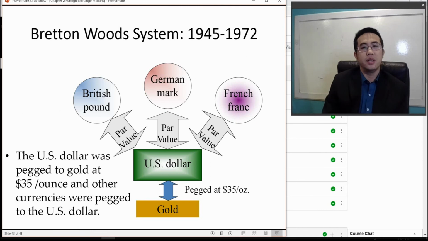Okay, so here is a diagram showing you the exchange rate regime in the Bretton Woods system period. All the major currencies are pegged to the US dollar at a fixed level, and the US dollar is pegged to gold at a fixed level as well.